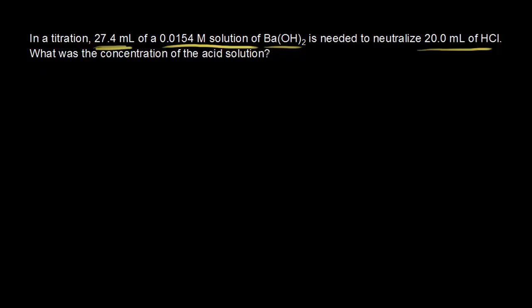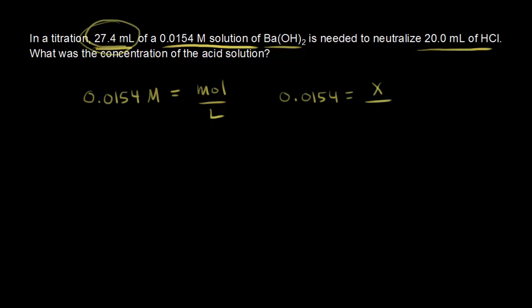Alright, so let's start with what we know. We know the concentration of barium hydroxide. It's 0.0154 molar. And we also know that molarity is equal to moles over liters. Right, so we have 0.0154 is equal to, let's make moles x over liters. 27.4 milliliters is 0.0274 liters, right? So that's 0.0274 liters. We solve for x, and x, of course, represents the moles of barium hydroxide.